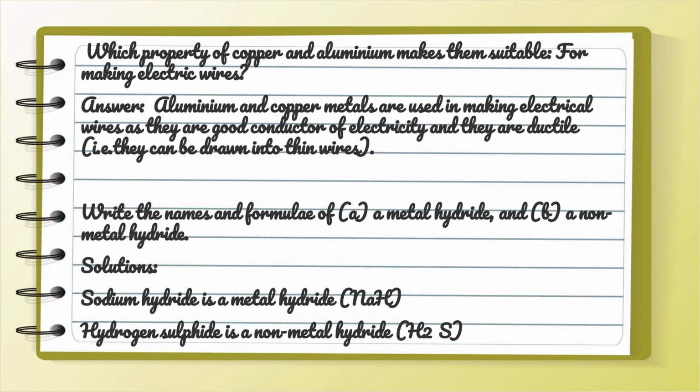Write the names and formulae of A, a metal hydride, and B, a non-metal hydride. Solutions. Sodium hydride is a metal hydride. Sodium hydride. Hydrogen sulfide is a non-metal hydride, H2S.